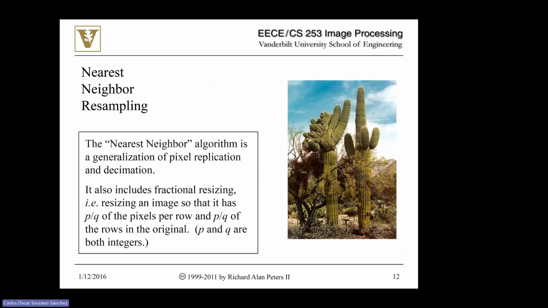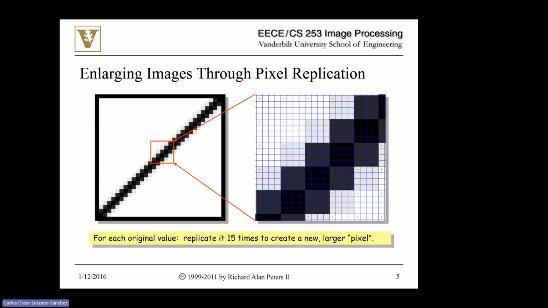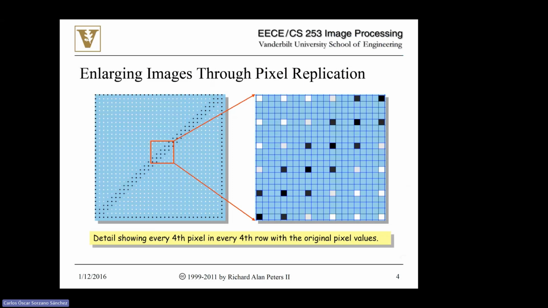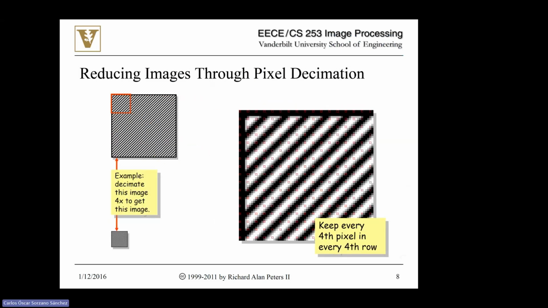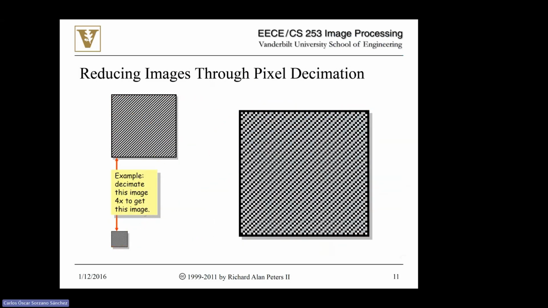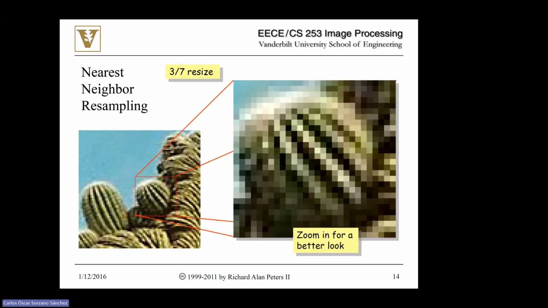This scheme is called nearest neighbor resampling. Nearest neighbor because, here it is very clear, we look for filling these pixels and we take the nearest neighbor to the left. So take the nearest neighbor left and top. Okay, so then what happens if we want to have a fractional factor?